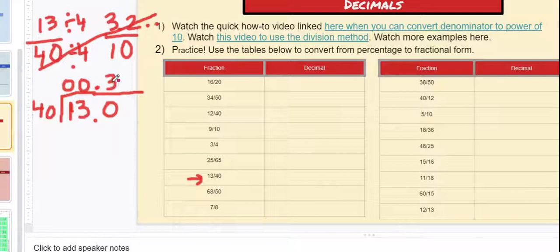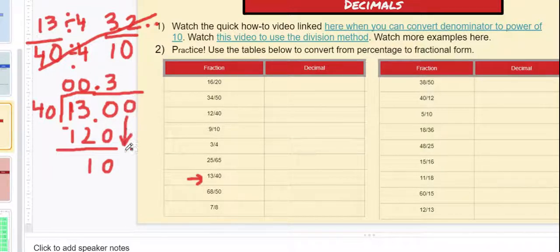So 4 times 3 gets me 12, and I add a 0, I end up with 120. As I subtract, I want to see how much I have left. Well, we've got 10 left. So there's still a remainder. So we're going to add a 0, drop it down, and say, oh, well, 40 does fit into 100. How many times? Well, I know 4 times 2 gets me 8. So 40 times 2 gets me 80. When I subtract here, we're going to end up with 20 left over.